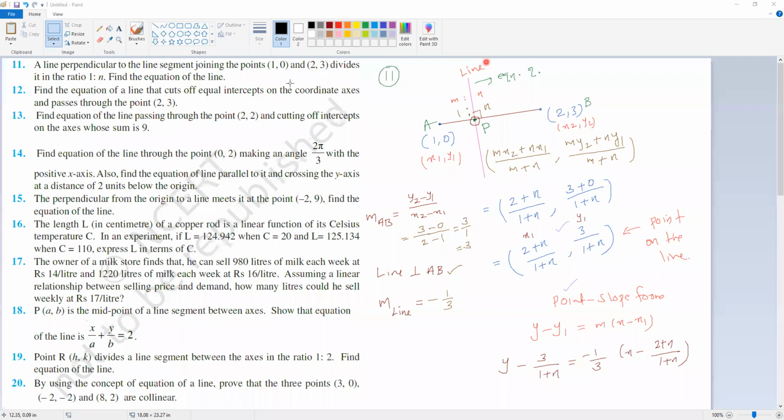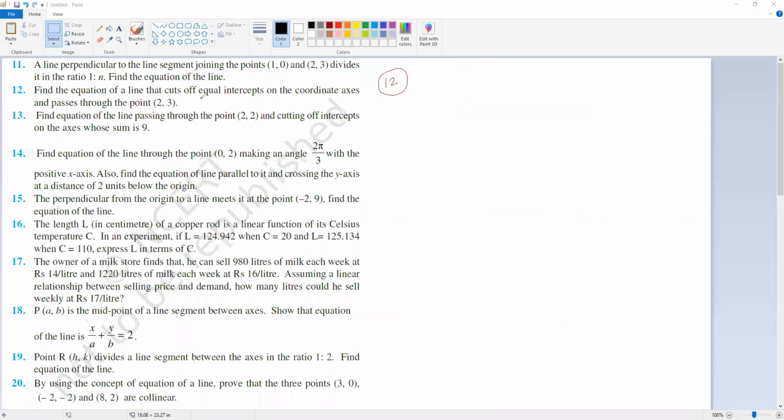Okay. Now we'll go to the next question. Question number 12. Find the equation of a line that cuts off equal intercepts on the coordinate axis.